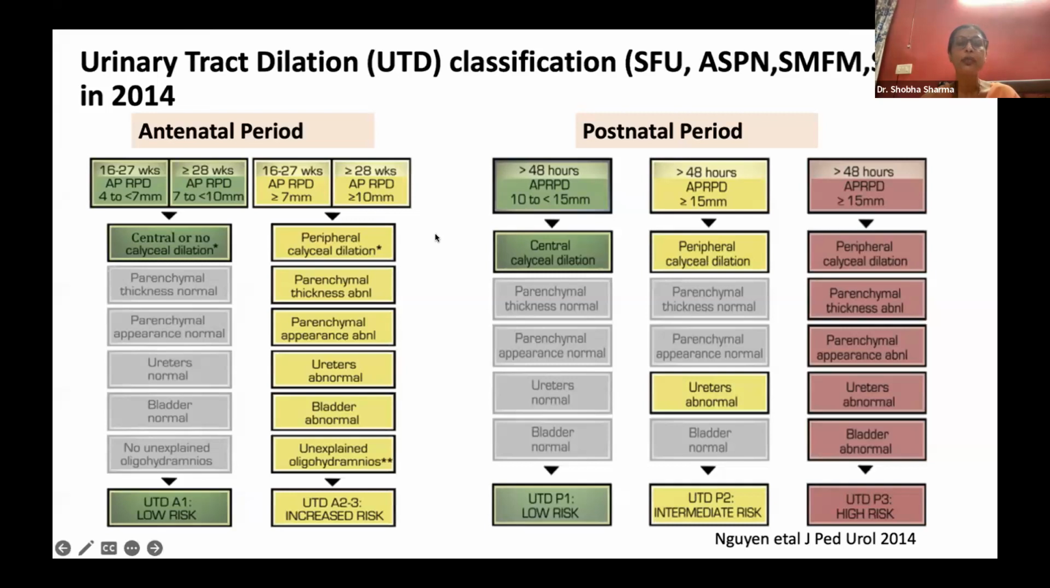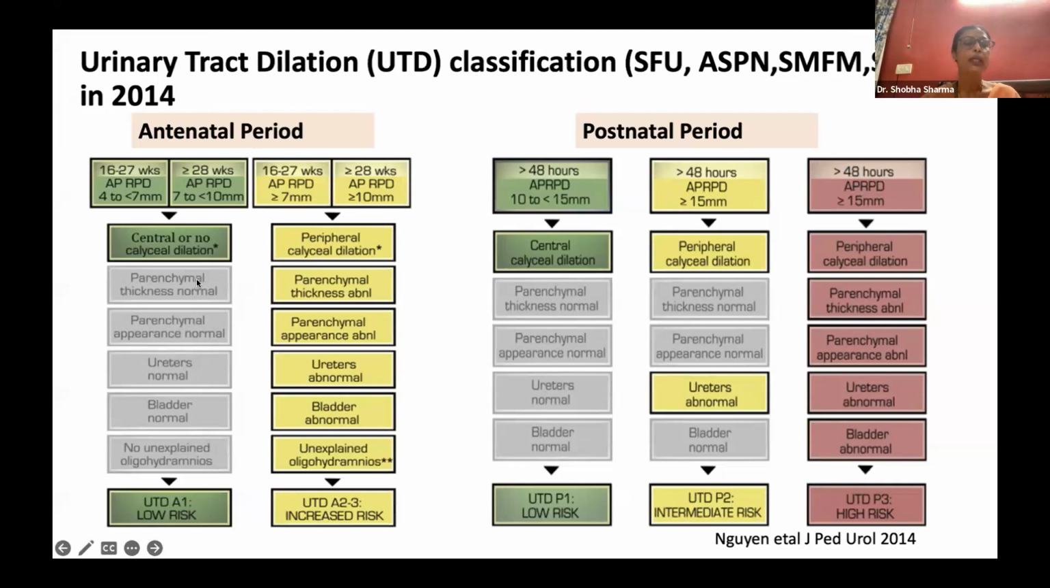Now they have also changed and redefined the term. They have given the term urinary tract dilatation, to be used instead of antenatal hydronephrosis. So they have given this classification. Now if we look into the antenatal period classification, they have grouped it into 2 main groups. One is the lower risk group and another is the increased risk group. So there are 2 groups.